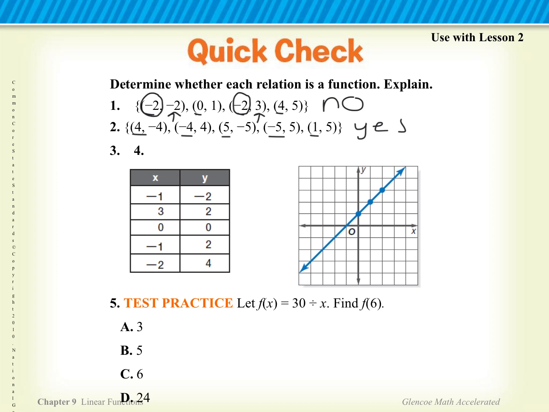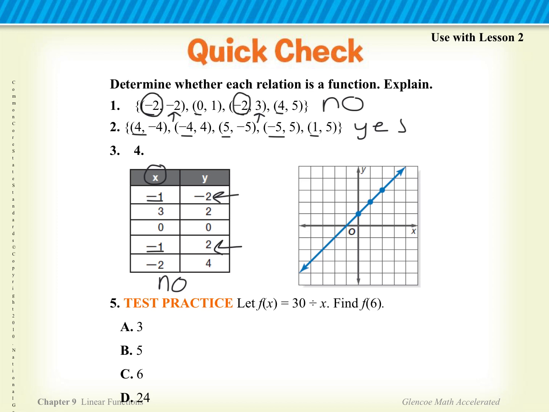What happens when we get to table values? When it's in a table instead of ordered pairs? Look at the x. Same process, right? Still look at the x. Do we have any values that match? Yes. Where? The -1. First time we got 2. What do we get the second time? Sorry, we got -2. We got positive 2. Is that a function? No, because they do not match.